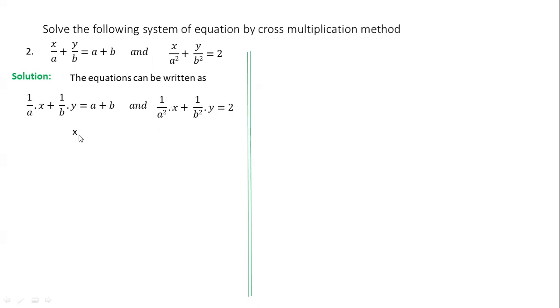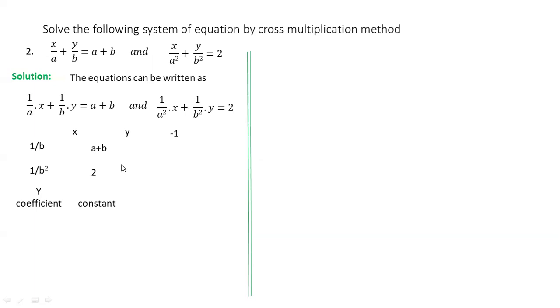Now let us write it in this form: x, y, minus 1. First there should be the y coefficients. The y coefficients are this and this: 1 upon b, 1 upon b square. Constants: a plus b, 2.